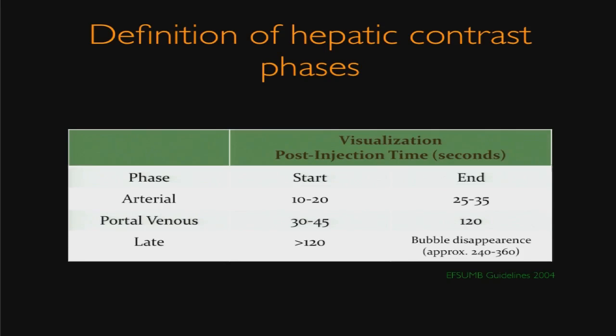indicated. From the EFSUMB guidelines, we defined the three phases: the arterial phase starting, as we think, between 8 and 12 seconds, the portal venous phase starting at 30 seconds after IV bolus injection, and the late phase starting after 2 minutes.